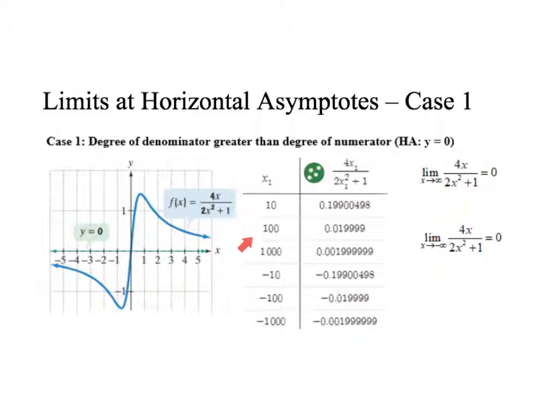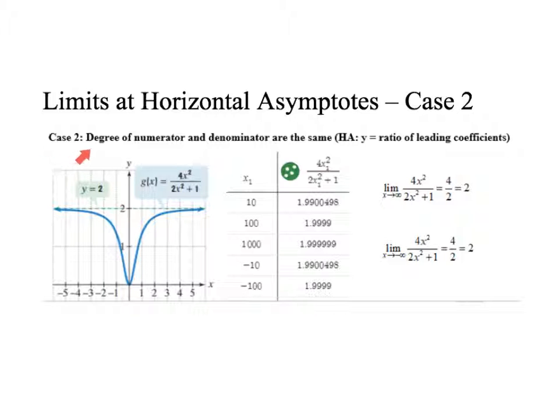Here I put in larger and larger positive values, and you can see that the y values are getting very close to 0. And here I put in larger and larger negative values, and you can see that the y values are also getting very close to 0. So in this case, where the degree of the denominator is greater than the degree of the numerator, we learned that the horizontal asymptote would be y equals 0, and the limit is 0 as well. They are the same. The horizontal asymptotes will give you the limit.